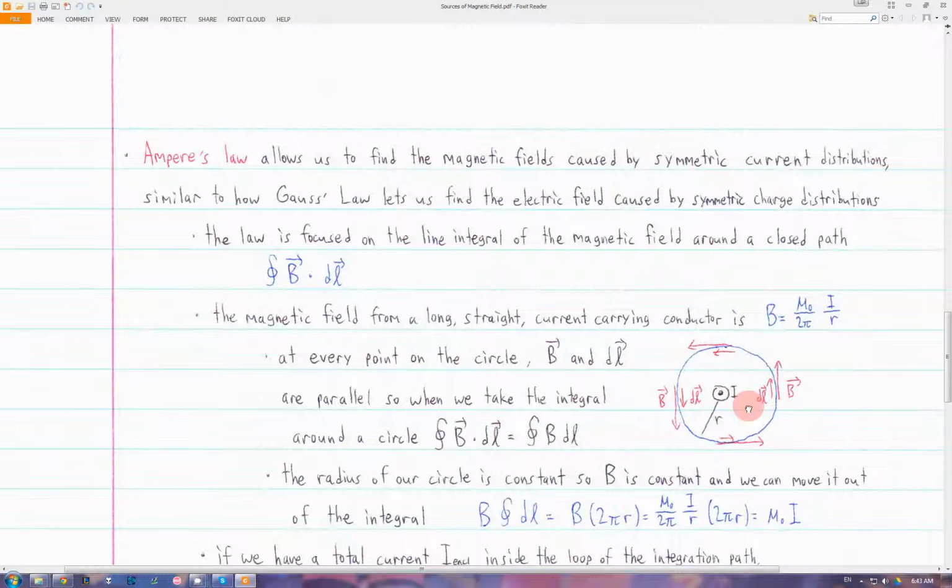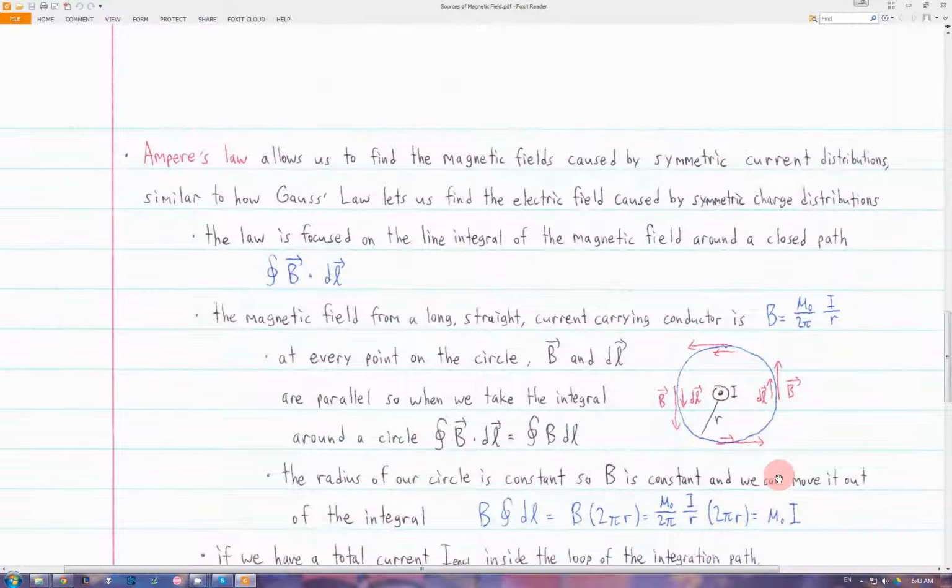And so we find that the integral of B dot dl around this loop is equal to B times 2 pi r. And we know what B is because we already have that formula. It's mu naught over 2 pi times I over r. If we plug this in for B, then you see that the 2 pi r cancels out. So in total, we have mu naught times the current that's going through this loop.